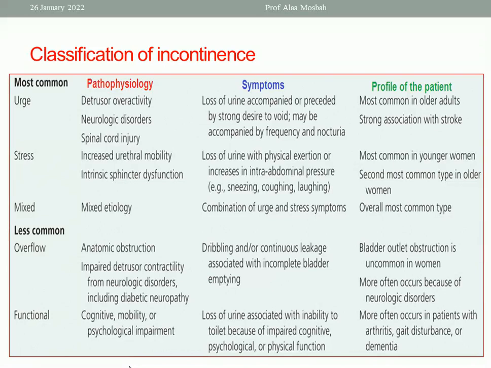Or a physical problem. The patient may be bedridden because of a certain disease, okay? So she cannot toilet herself. So she cannot reach the toilet to evacuate the bladder. So either psychological or physical or impaired cognitive function is considered a cause of functional incontinence. As regards the profile of the patient, it more often occurs in patients with arthritis, gait disturbance, or dementia.